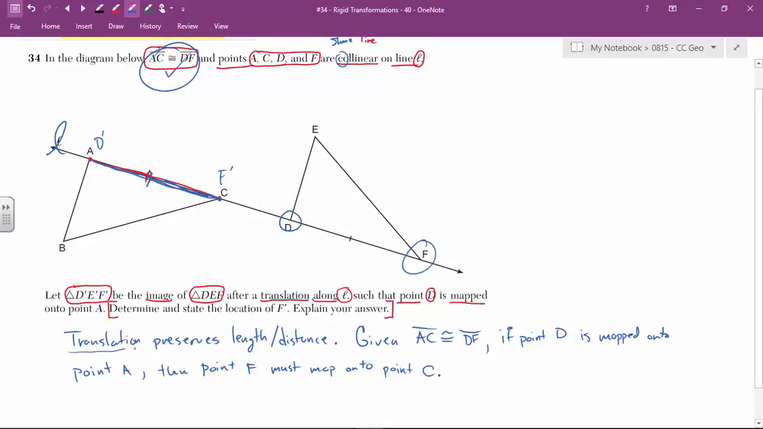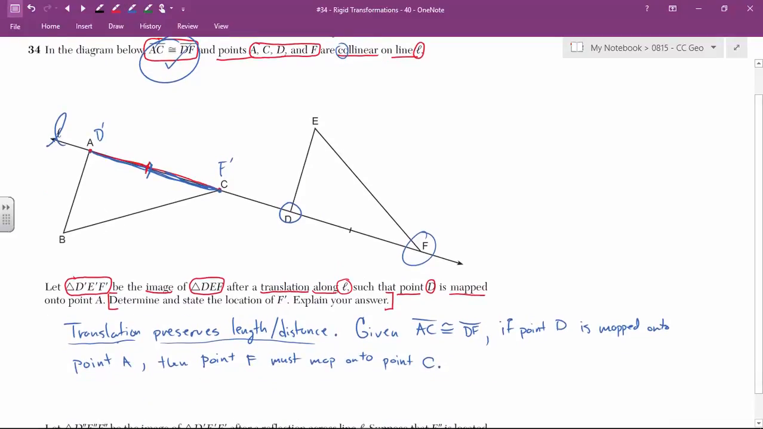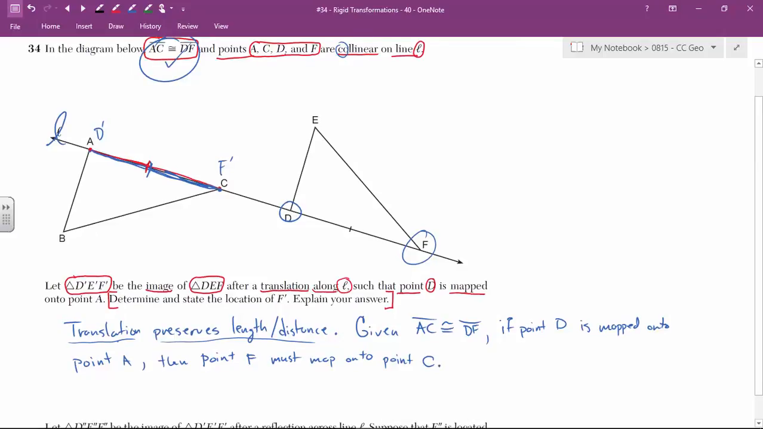We've stated that a translation is rigid. That's the big idea, that these are rigid transformations. We're not going to change the length of something. Because you told us these pieces were congruent, when we translate it, we're not going to change the size. If D maps onto A, then F has to follow suit. F can't go more than its original length, and it can't go less. The only place for it to land is on top of C.